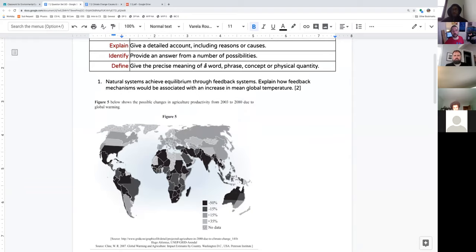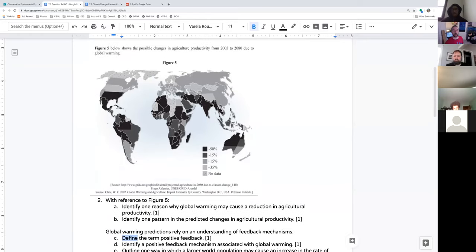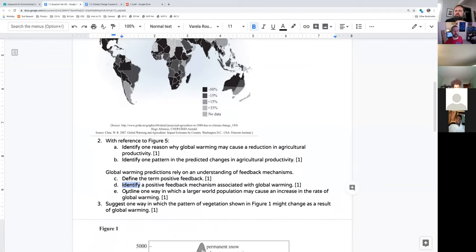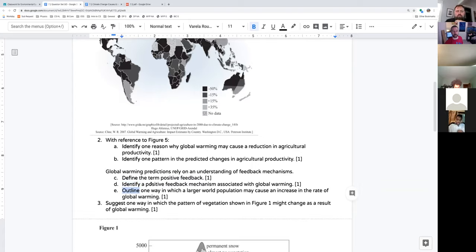give the precise meaning. Well, you know how to define, right? It's just saying what you already know define is. But just in your own words, you're going to say what positive feedback is. Then you're going to identify a positive feedback mechanism. Again, identify is just give that simple reason, in this case, positive feedback mechanism. One thing is what we just talked about. And then we have outline one way in which a larger world population may cause an increase in the rate of global warming. All right, we haven't talked about this yet.